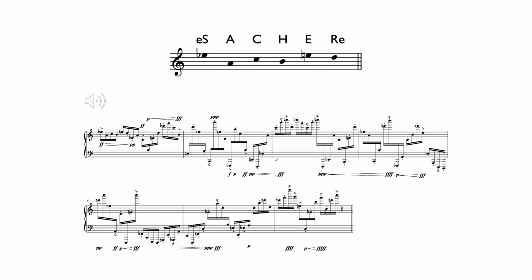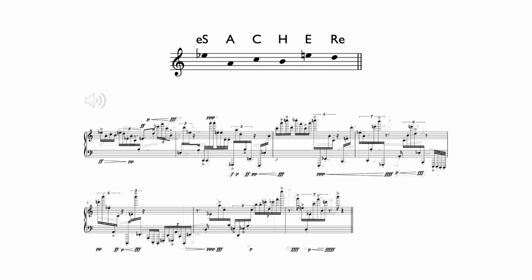One more step to go is rhythmical complexity. If we change rhythms, if we put some irregularity into the structure, then we will have a more interesting structure. Let's listen to it.